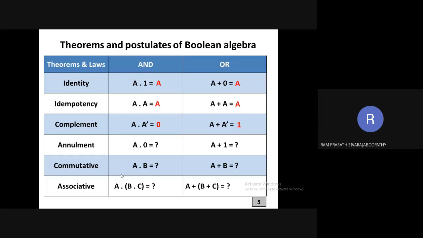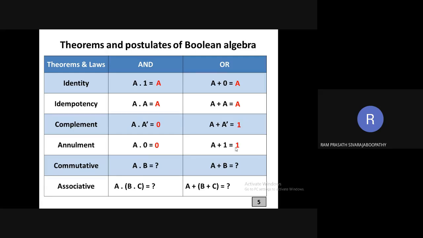Then a dot 0 equal to what? And a plus 1 equal to what? This annulment is the new word I am introducing here. In the previous session we didn't put the name for the theorem. This is the annulment theorem. It can also be called the dominance theorem, because the variable 0, if you perform AND with a, it dominates. So the output is 0. Similarly here in the OR term, a plus 1, this 1 is going to result as the output. A plus 1 equal to 1.